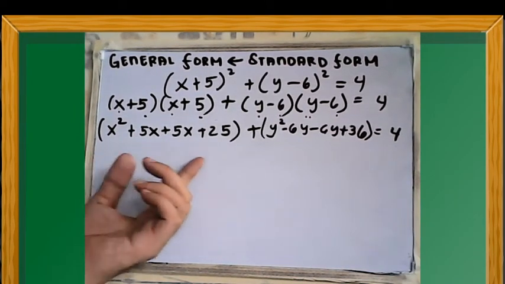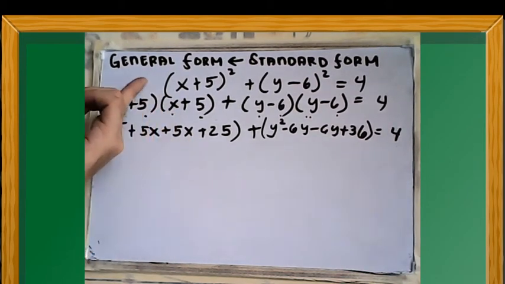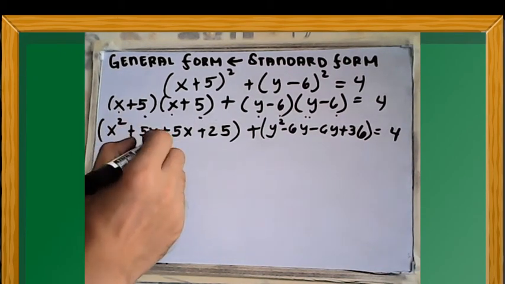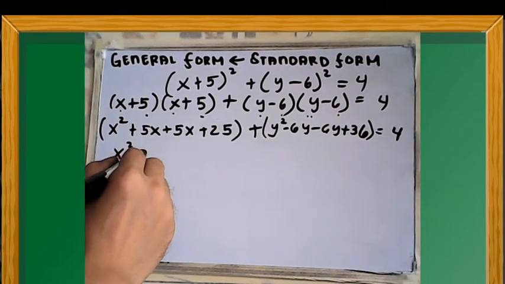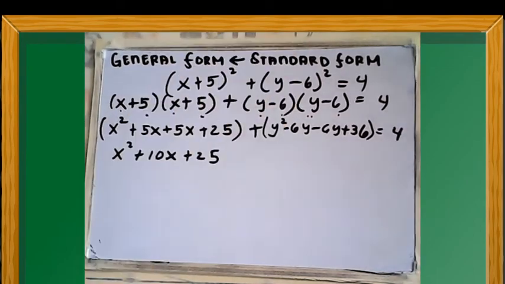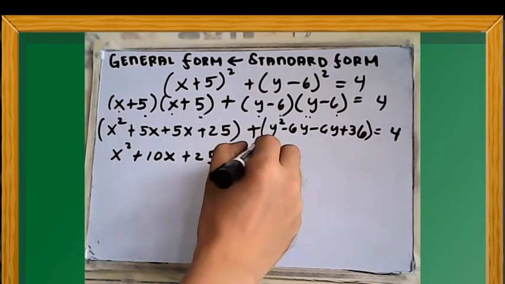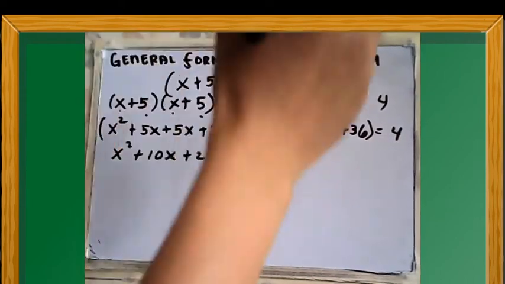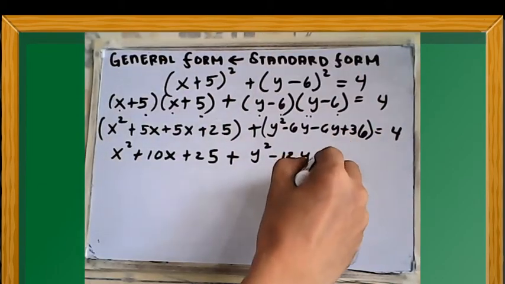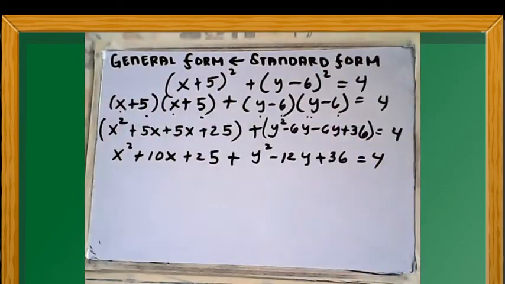So next, simplify each expression. Let's start with the set ng x. We can combine 5x and 5x, so that is positive 10x, and then plus 25. And then for the set of y, we just write y squared, negative 6y minus 6y is negative 12y, and then the constant is positive 36 equals 4.